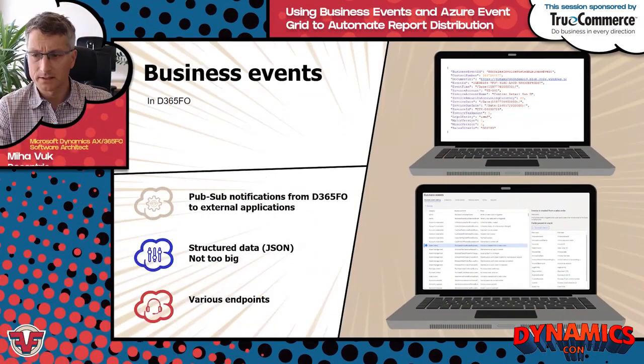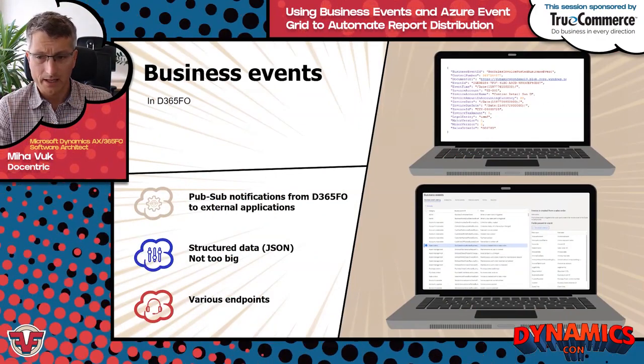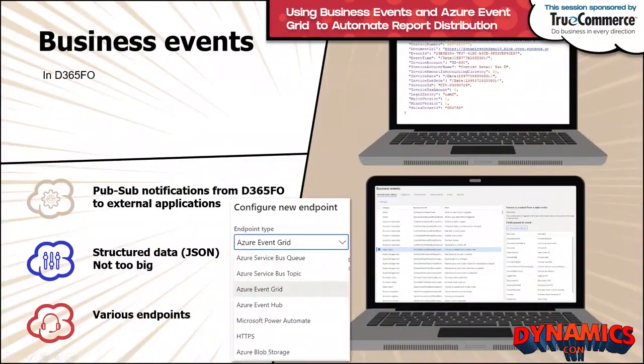You subscribe an external application to an event through an endpoint. Several endpoint technologies are supported. Today we will focus on Azure Event Grid, but you can also use the others. Business events are a simple publish-subscribe system managed inside finance and operations, which offers reliable delivery but misses the filtering and monitoring features. The picture in the upper right shows the JSON payload of a business event.